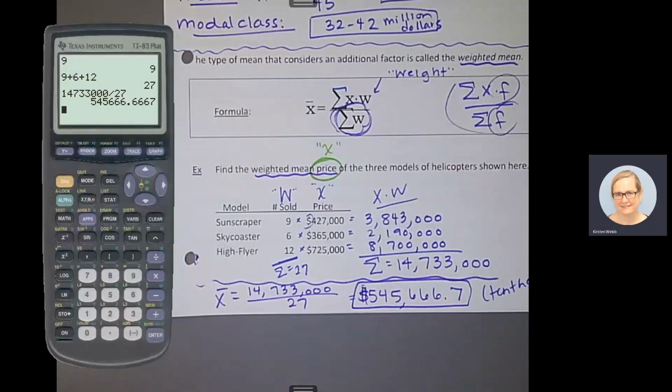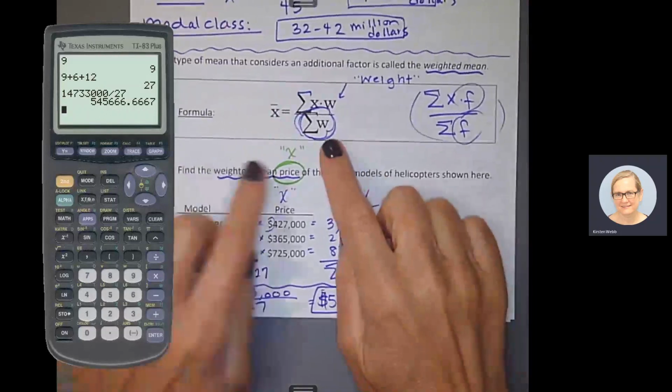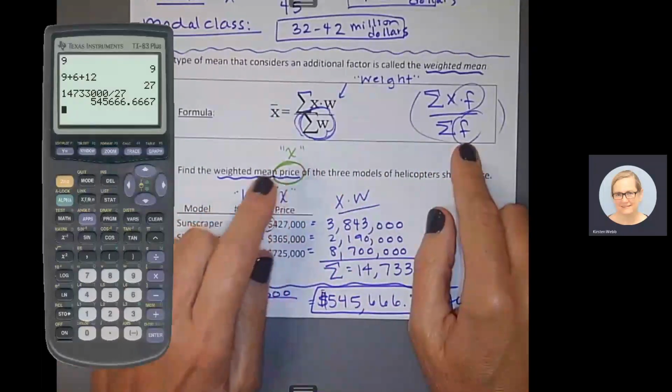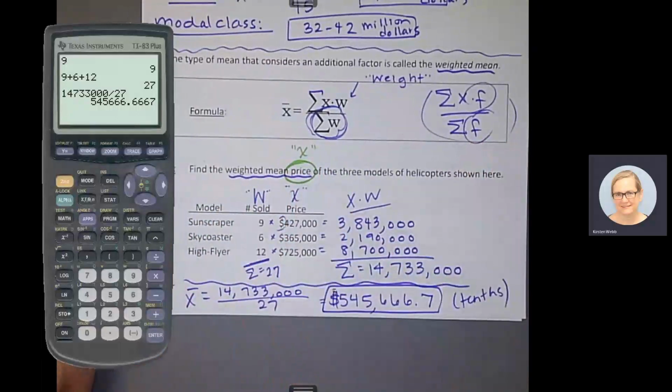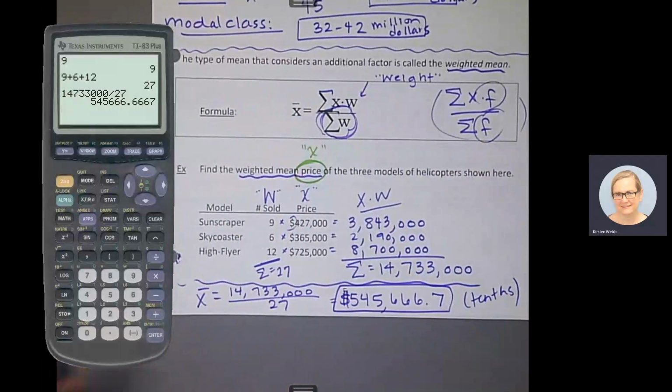So remember, again, we're not just finding the average for the 3 types of helicopters, but the average for the 27 helicopters sold. And what we're finding is the weight there can be frequency or it can be other things. So in this one, number sold, it really is a lot like frequency. It doesn't end up being very different at all. We're just asking the question a little differently. Find the weighted mean price.